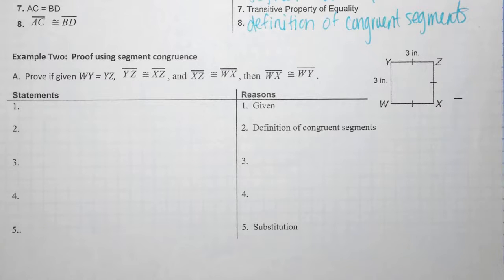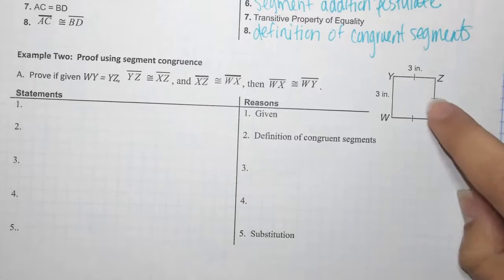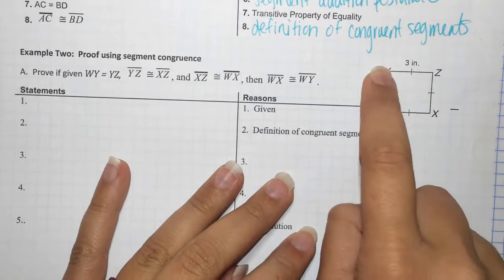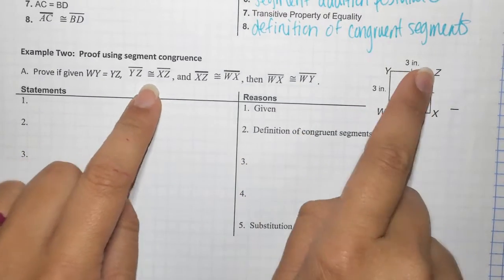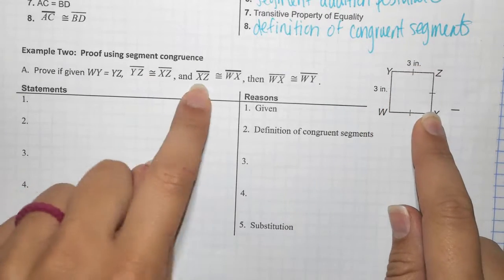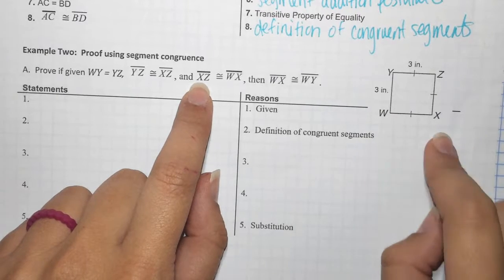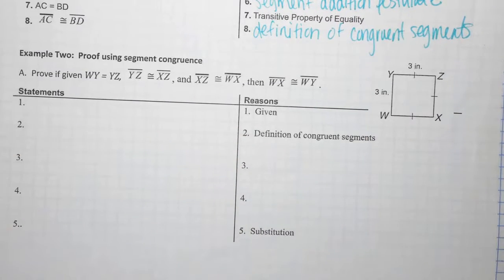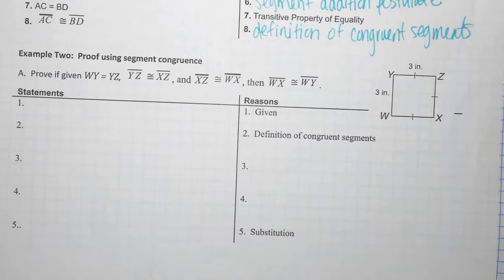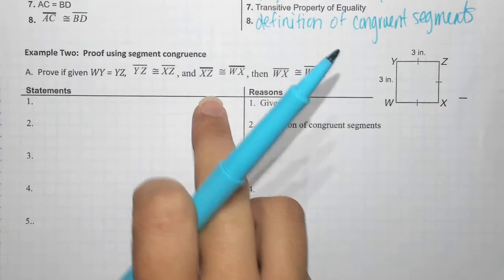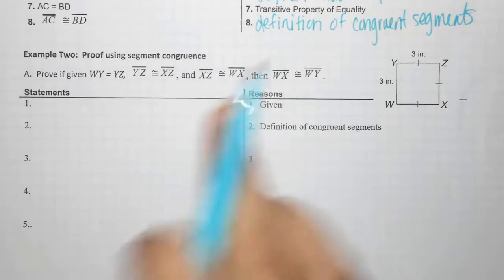Okay, so we are proving that WY equals YZ, and YZ is congruent to XZ, and XZ is congruent to WX, then WX must be congruent. So we're trying to prove all the sides are congruent, right? Right. What would we write to begin with? It's a square, so they're all congruent. No, baby. What does it give us?